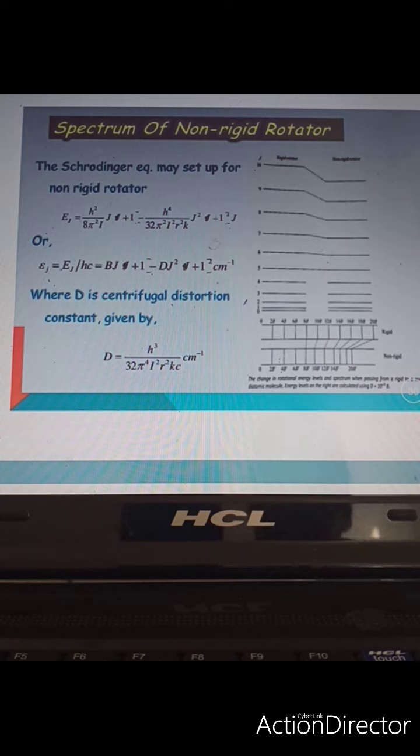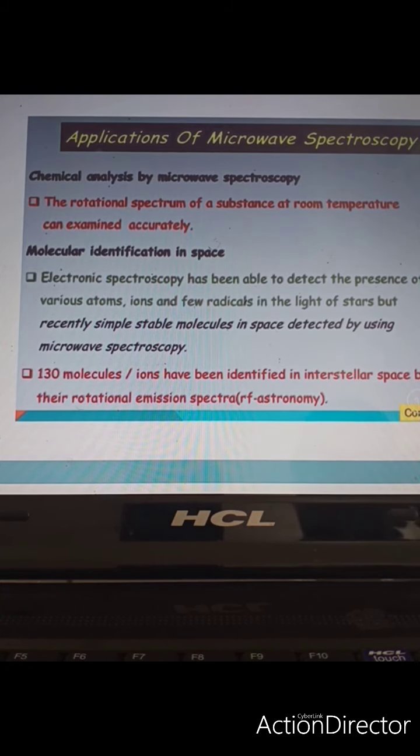Hence it is called the Stark effect. Now let us come to a few applications and limitations of microwave spectroscopy. Among the limitations, only molecules having a permanent dipole can be studied. Secondly, microwave spectroscopy requires gaseous molecules as free rotations are considered, and it cannot characterize a new compound.